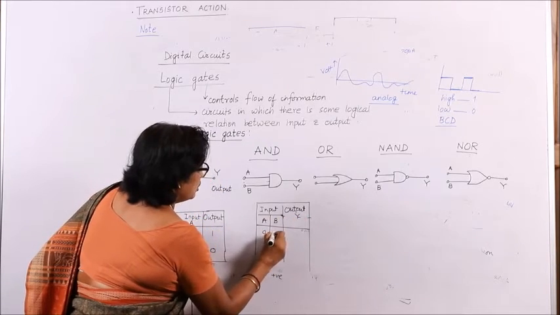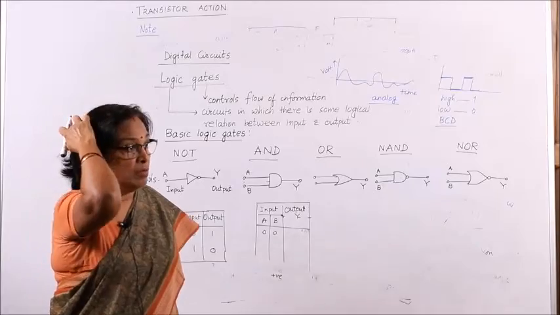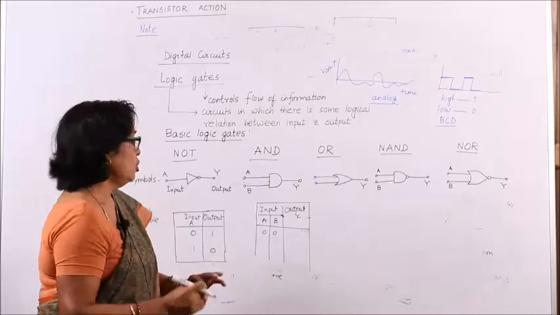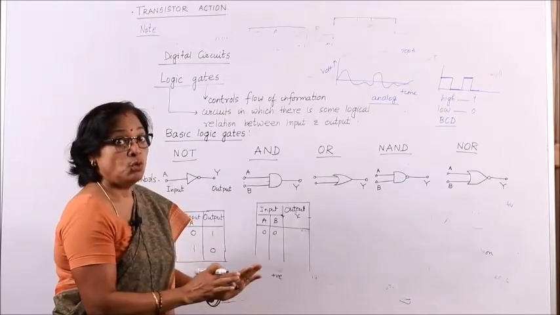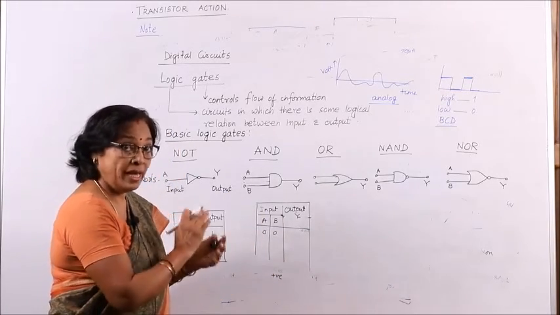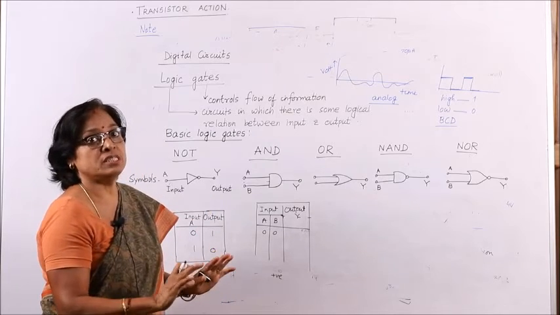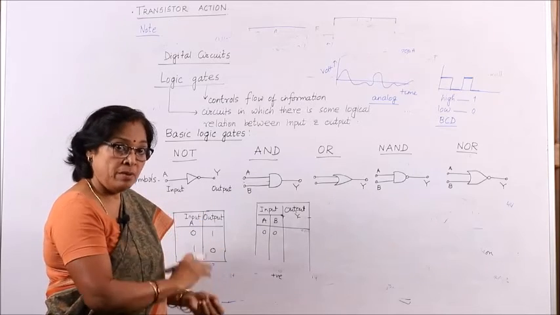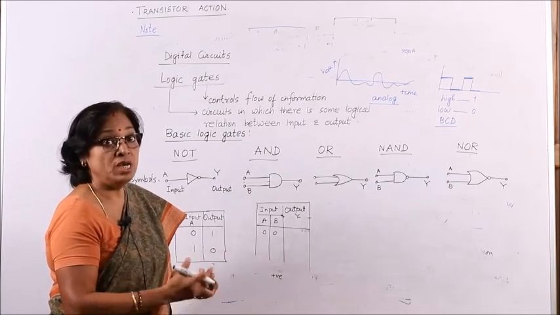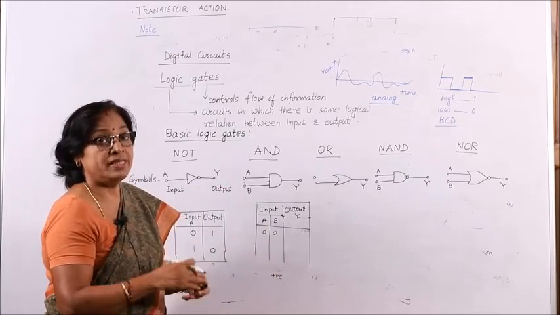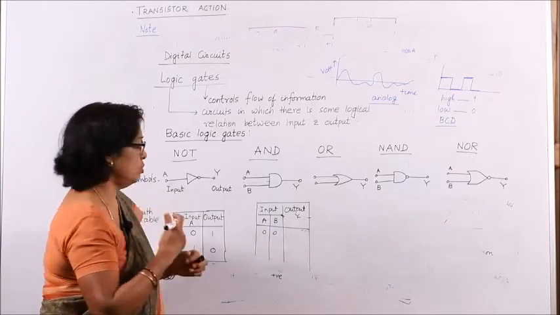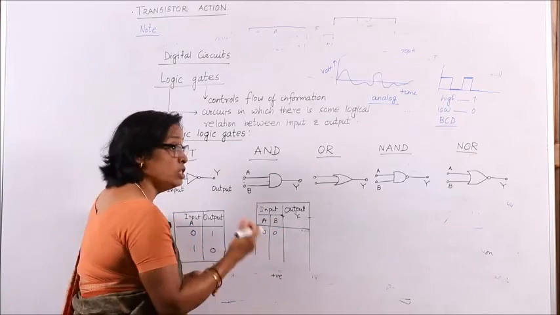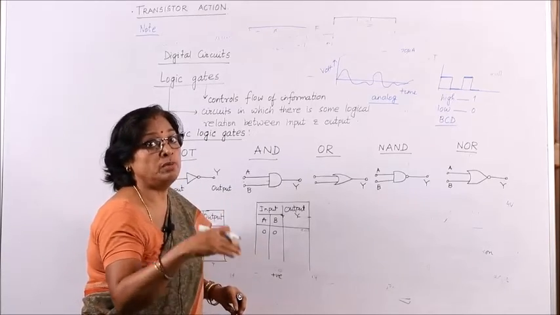So suppose both are 0. The logic gate AND means this and this. The output is 1 only when A is 1 and B is 1. Otherwise it is 0. Both must be 1, that is, A is 1 and B is high. Only when all the inputs are 1, the output will be 1, otherwise 0. This and this, A and B both are 1, then only the output will be 1.